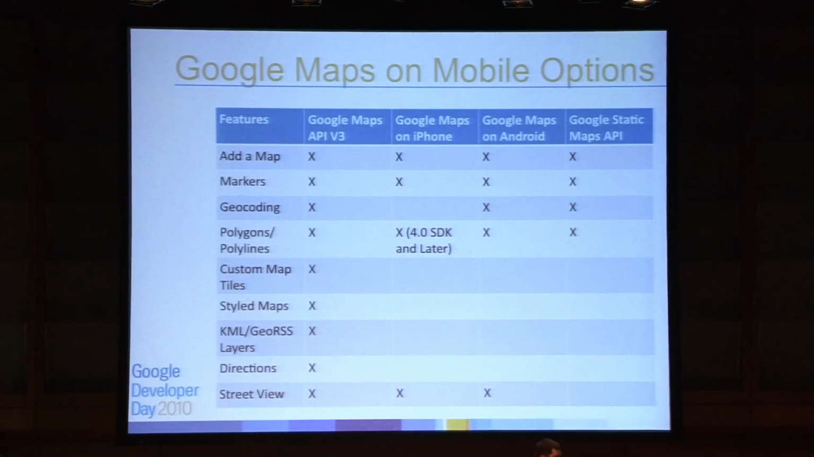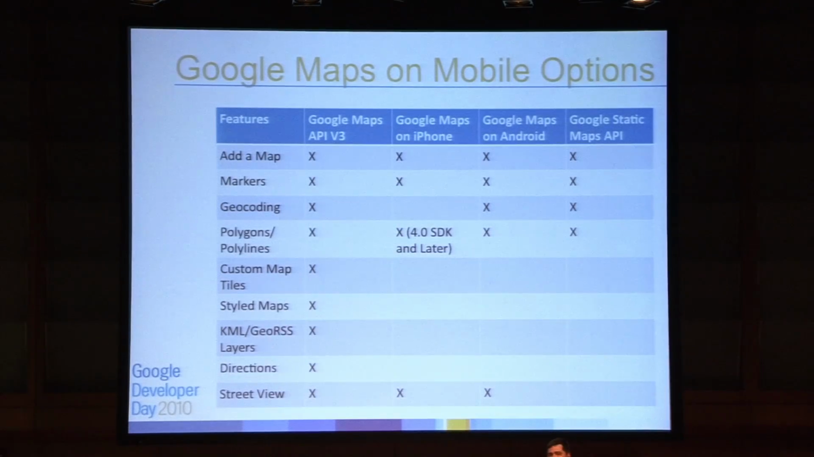I'm just going to go over the advantages of the different technologies right here. This isn't all the features. These are the major features of the different APIs. You'll see that in any one of them, you can add a map, you can add a marker, and in most of them you can do basic geocoding, although not on the iPhone yet. You can add in polygons and polylines with the latest versions of all of those.